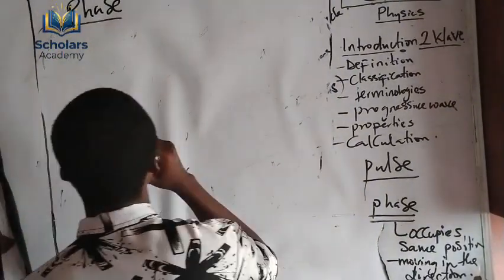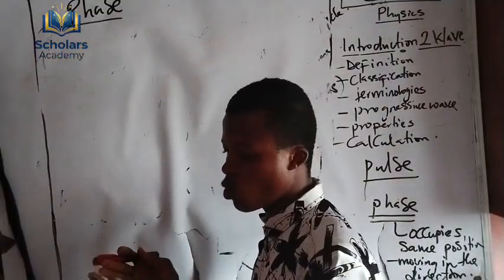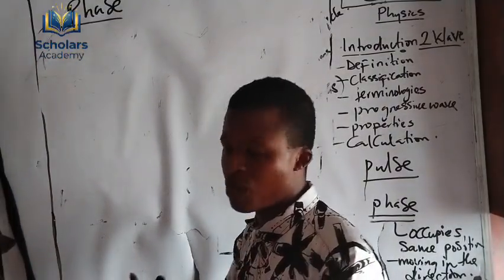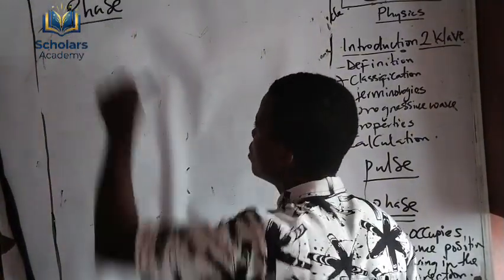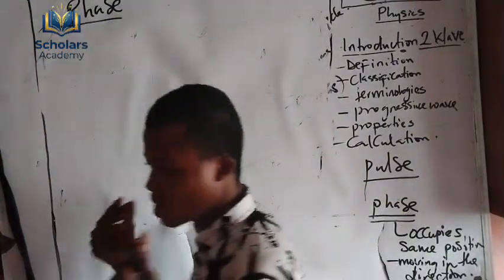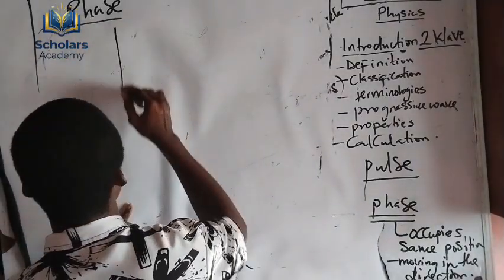Now, phase, just like I said, we can use it when particles occupy a similar position and are moving in the same direction. We see those particles are in phase. Are you with me? So now I'm going to draw something for you to understand and picture what we're seeing here. Look at this, for instance.